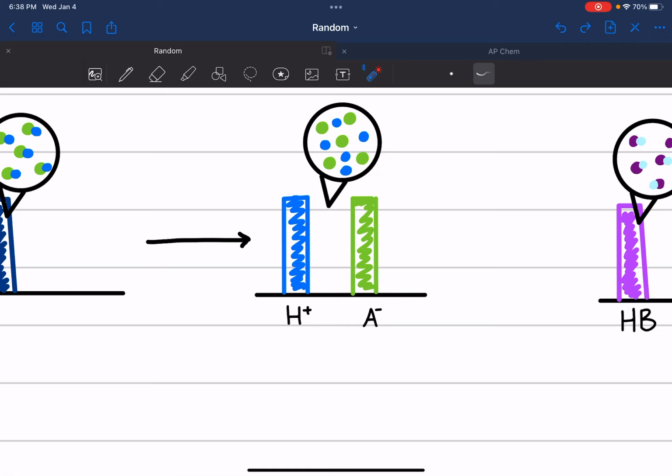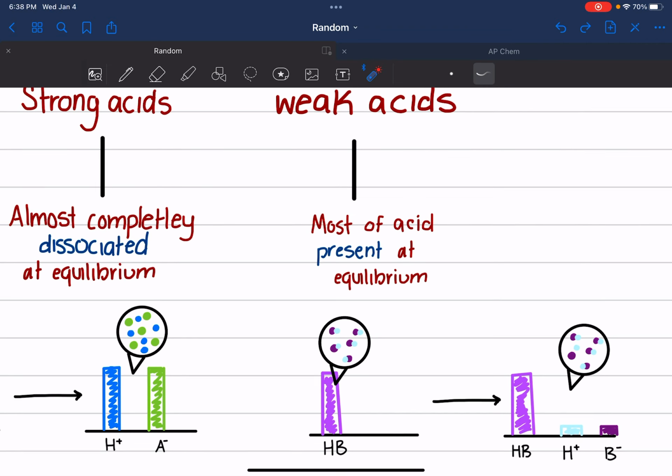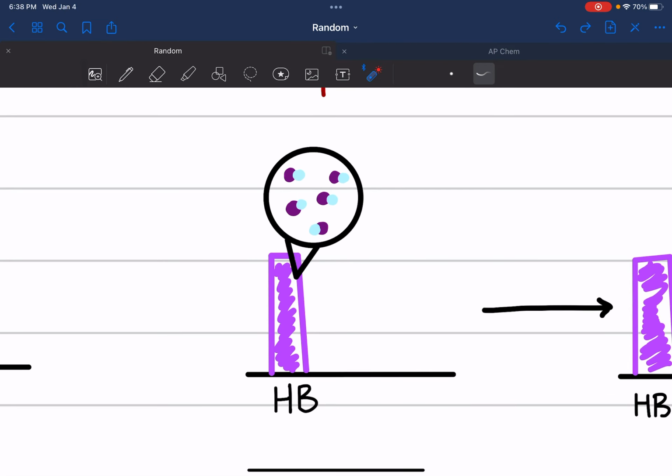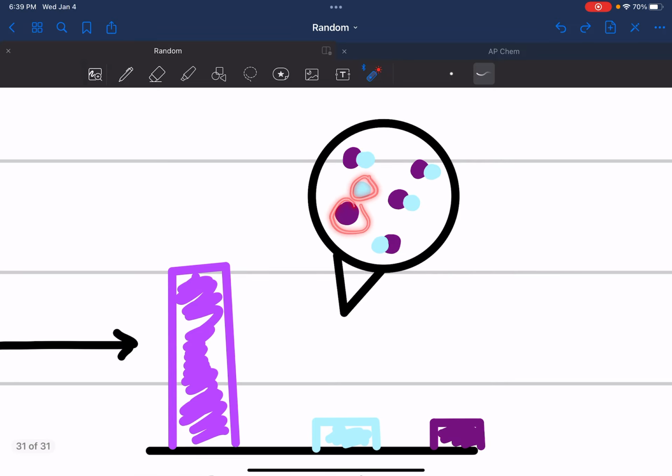Okay, now it's not the same for a weak acid. For a weak acid, most of the acid is actually present at equilibrium. So we have our acid HB, and as this acid approaches equilibrium, it actually doesn't dissociate that much. Once again, the values of dissociation vary based on the acid, but the general idea for weak acids is that they're nothing like a strong acid in their dissociation. So here for HB, this is what it probably looks like. There's maybe one dissociated, right?